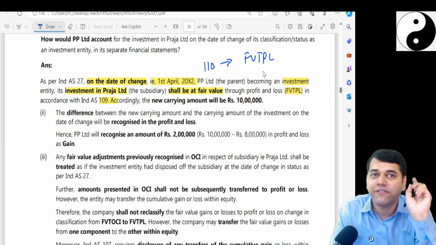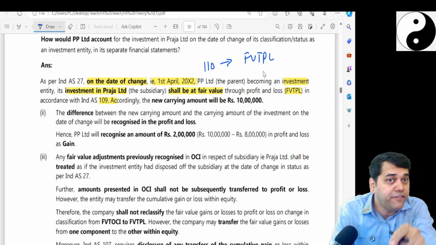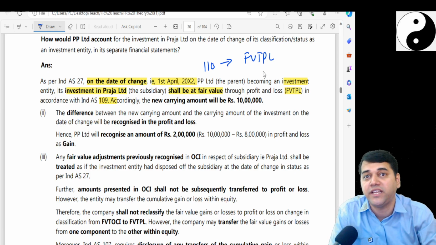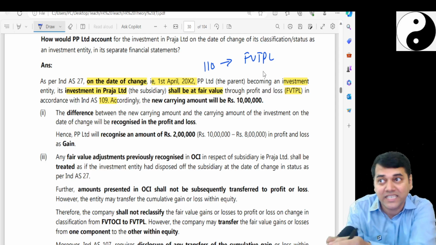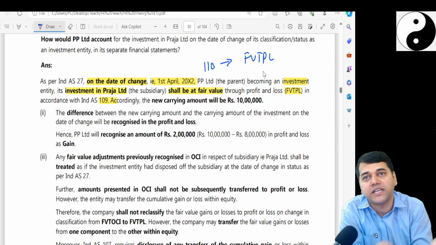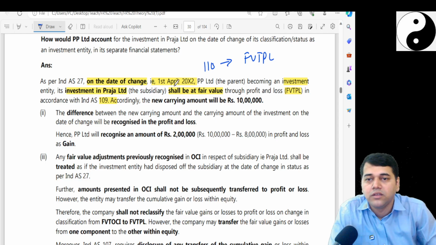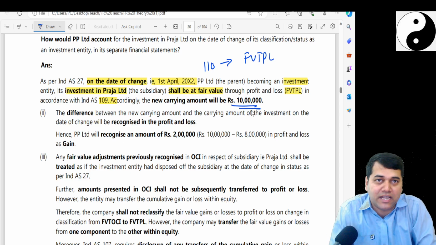You should have valued at FVTPL. Investment entities, why on earth would they not? The FVOCI option is given for manufacturing entities who have strategic investments and don't want to give that effect in the P&L. But for an investment entity, everything should go to P&L only, logically. So the new carrying amount should be 10 lakh rupees now.